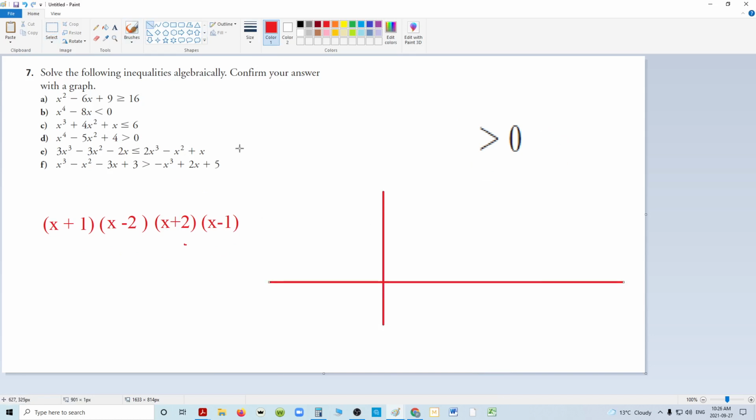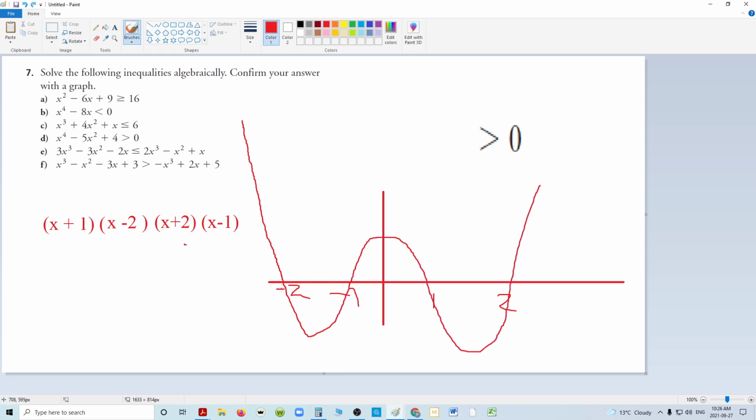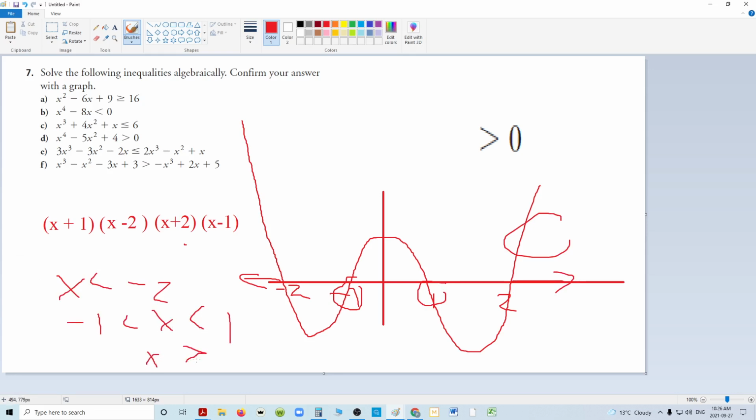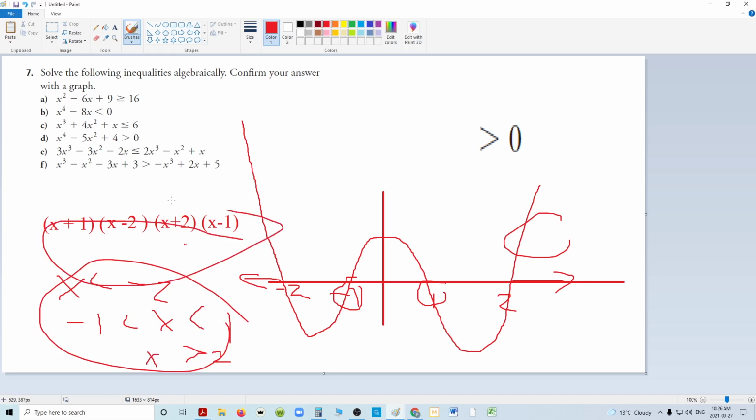All right, we know it's going to go through minus 2, minus 1, 1, and 2. And I happen to know that a positive leading coefficient means it has to behave like that, which means it's above the 0 to the left of this minus 2. It's above the 0 between minus 1 and 1, and it's above the 0 over here. So I'd say it's above 0 when x is smaller than minus 2, when x is between minus 1 and 1, and when x is above 2, assuming I factored it correctly.